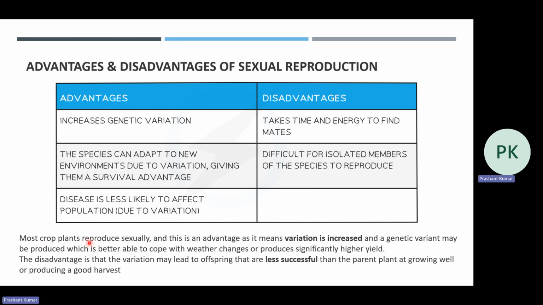So most crop plants reproduce sexually, and this is an advantage as it means variation is increased and a genetic variant may be produced which is better able to cope with the weather changes or produce a significantly high yield crop. And the disadvantage is that variation may lead to offspring that are less successful than the parent cells at growing well or producing a good harvest. So there is that possibility. Yield may matter.